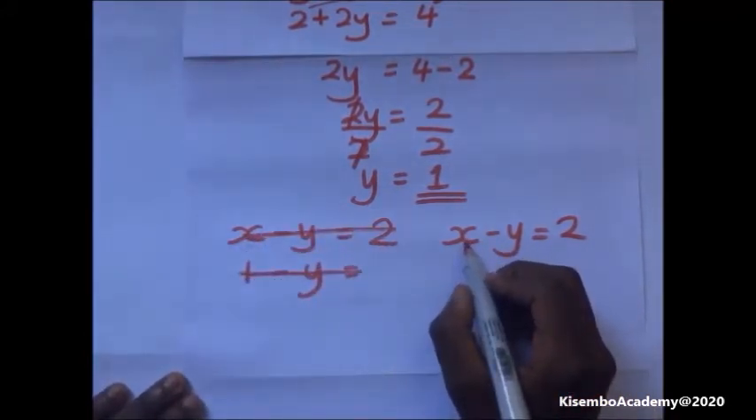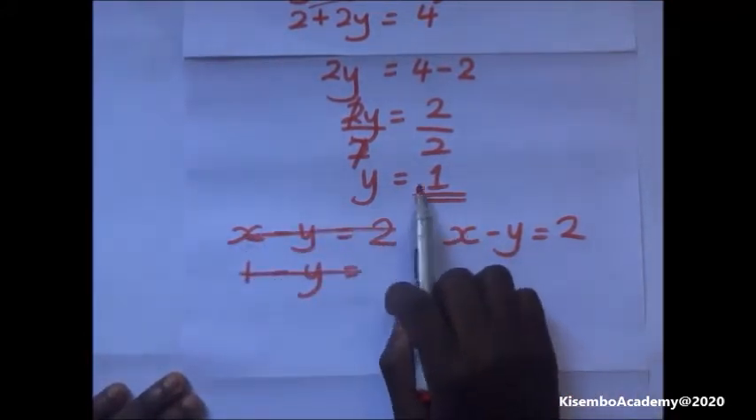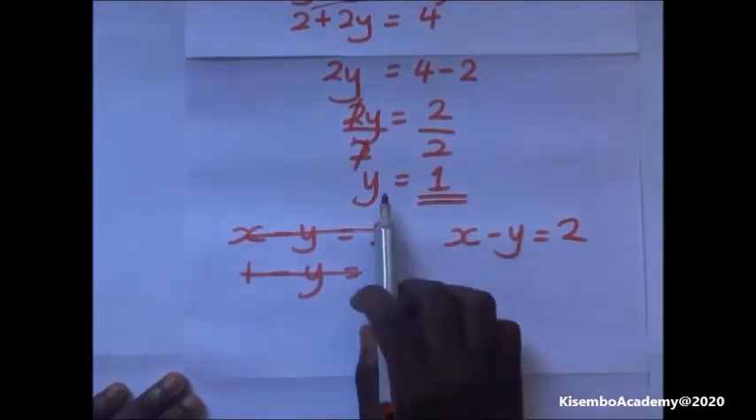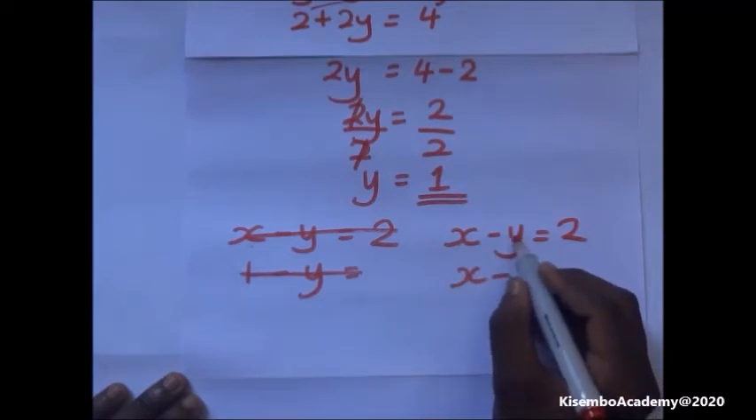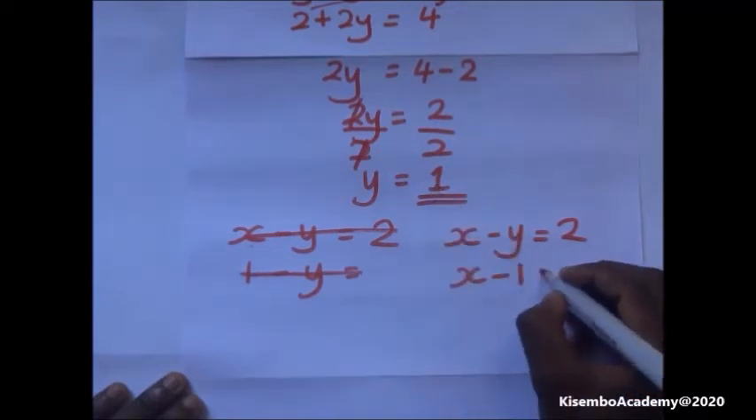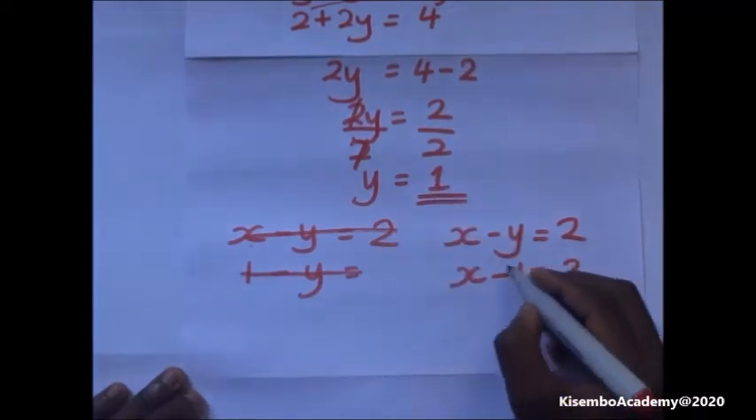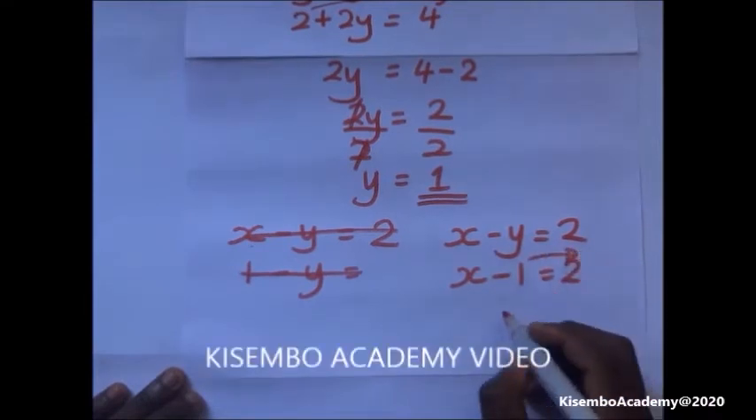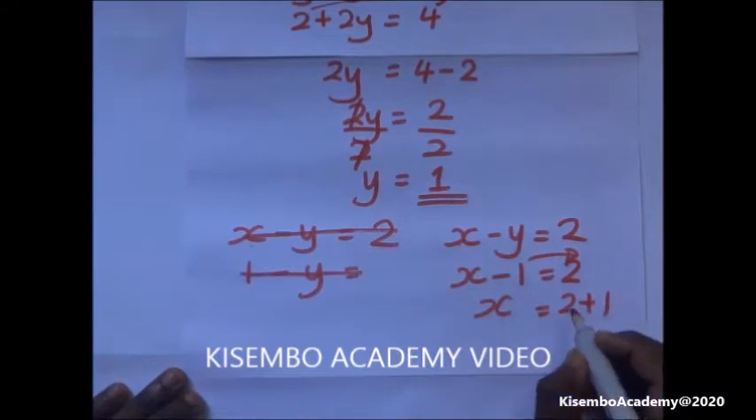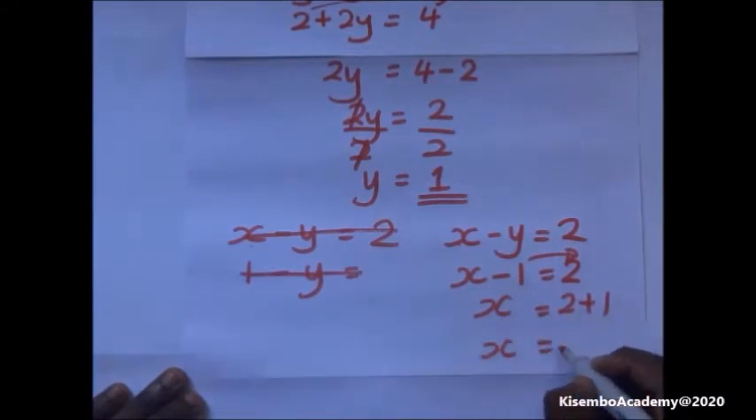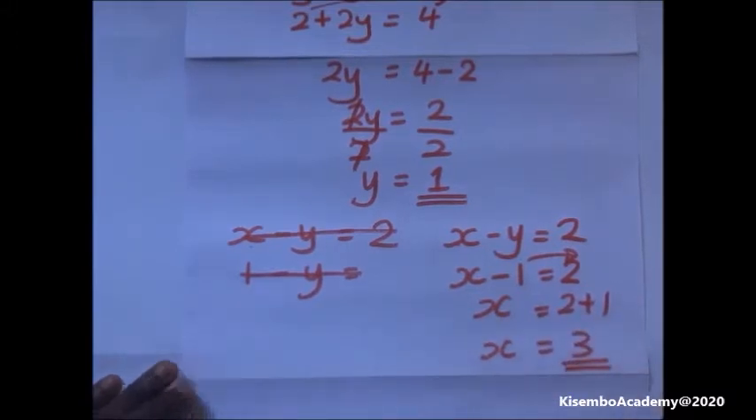So it means that substituting for the value of 1 here, we're going to get the value of x, so it's going to become x minus 1, our value of y is 1, is equal to 2. And so when this negative 1 crosses and comes this side, we get x is equal to 2 plus 1, and we get our value of x as 3. So our answer is that our value of y is 1 and our value of x is 3.